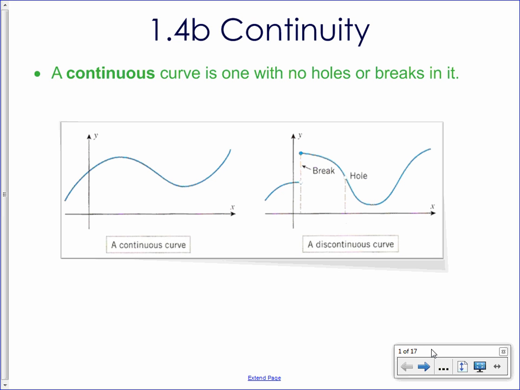If you can draw your graph without lifting your pencil, it is continuous everywhere. Okay.